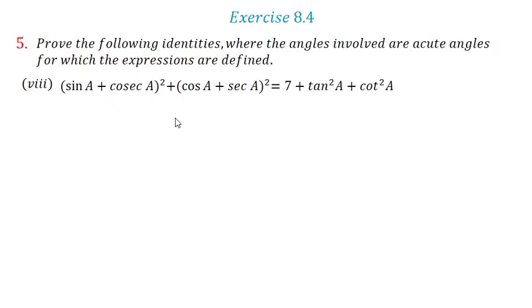Eighth question is (sin A plus cosec A) the whole square plus (cos A plus sec A) the whole square is equal to 7 plus tan square A plus cot square A. Again, I suggest that you should try yourself first and then see the video. All the problems you have to do in that way only. First try yourself and then see the video. Maybe you will get some better solution than what I have done.